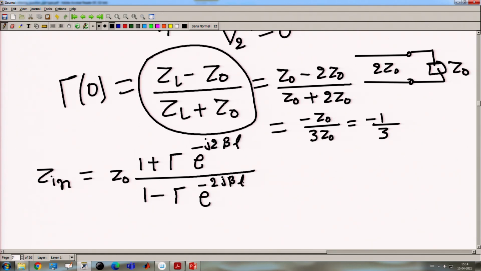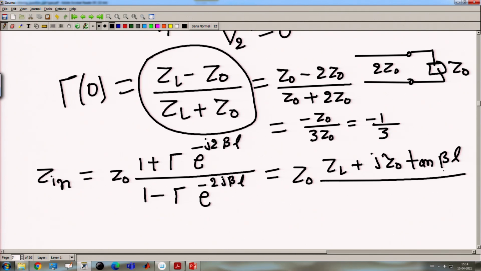This gamma is the gamma 0, and if someone substitutes gamma equal to ZL minus Z naught divided by ZL plus Z naught, we will get the same famous formula: Z naught times ZL plus j Z naught tan beta L, divided by Z naught plus j ZL tan beta L. Then I would have to solve in terms of sin and cos, like cos beta L as e to the power j beta L plus e to the power minus j beta L by 2, and similarly for sin beta L, and then we get this formula, but we can work from this formula only.